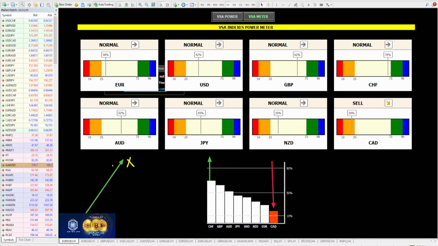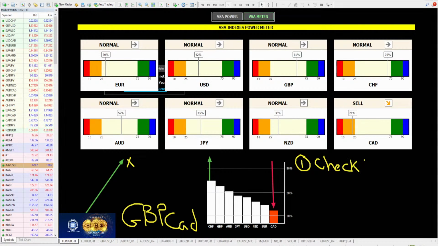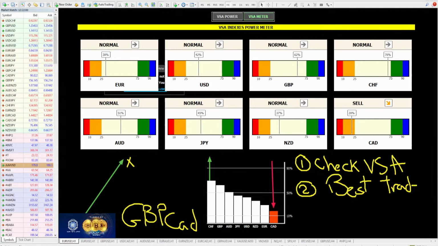So we said this is pound Canadian. So once you get the signal from here, number one, check VSA. Number two, determine best trade. Number three, check the chart. Okay, so three easy steps.